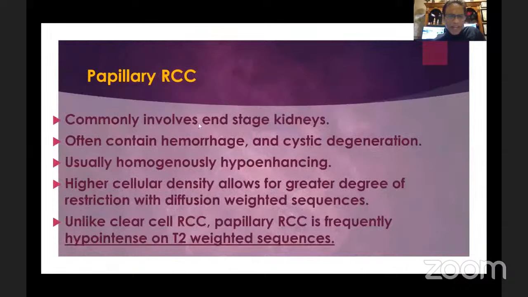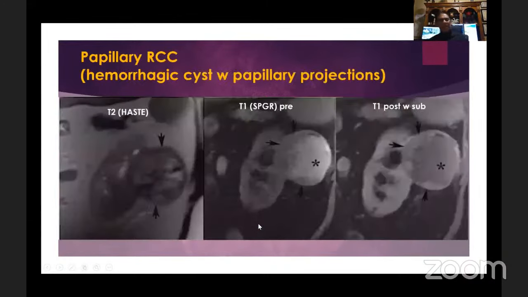So papillary renal cell carcinoma commonly involves end-stage kidneys, often contain hemorrhage or cystic degeneration, usually homogeneously hypoenhancing. They can show some restriction on diffusion-weighted images due to their cellularity, which doesn't help. But unlike clear cell RCC, papillary renal cell carcinoma is frequently hypointense on T2-weighted images, whereas the clear cell type, they are hyperintense on T2-weighted images.